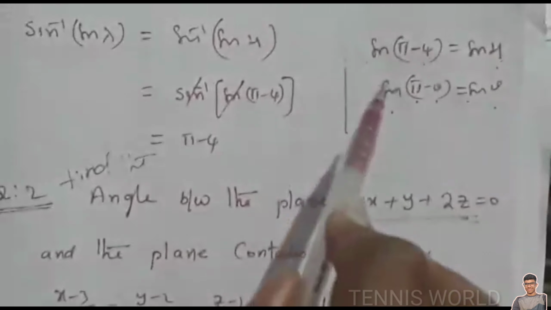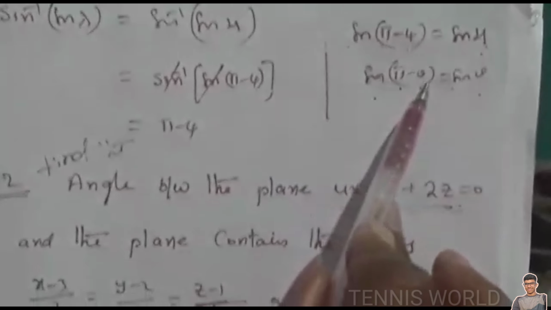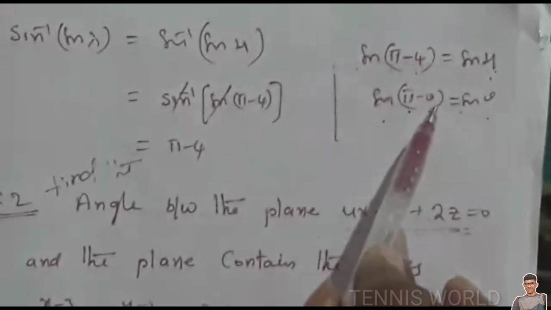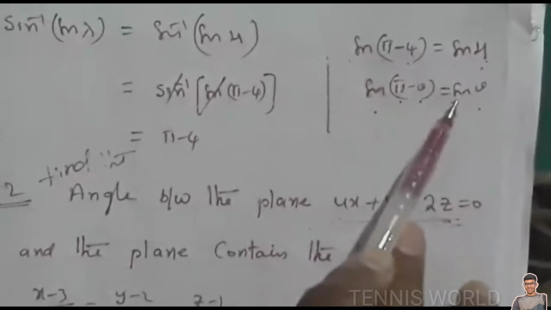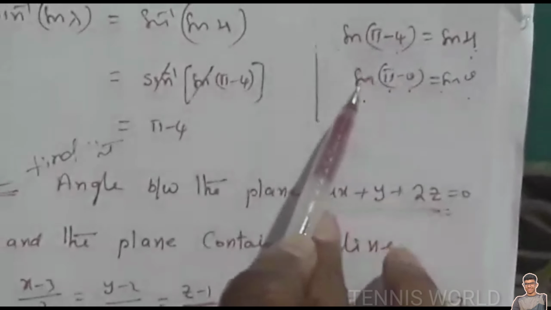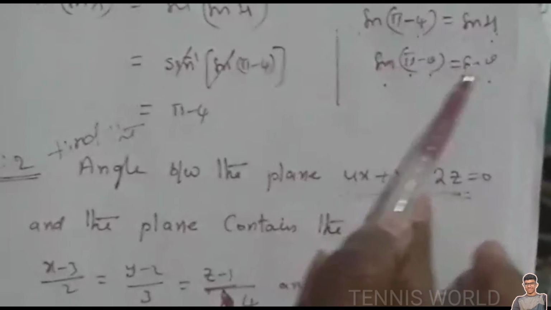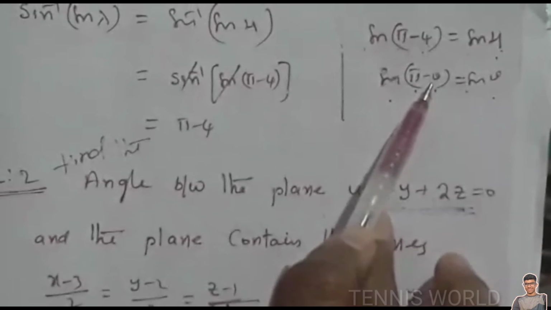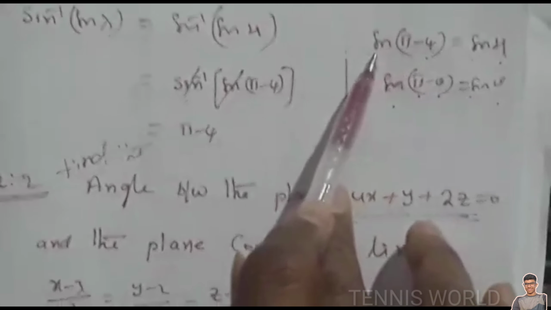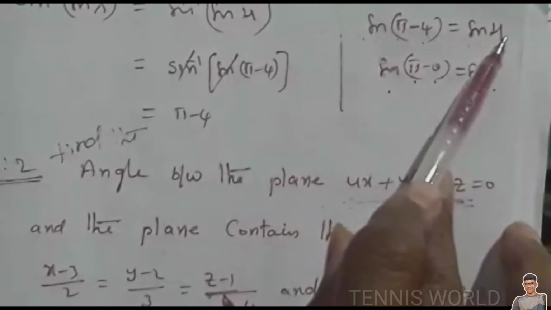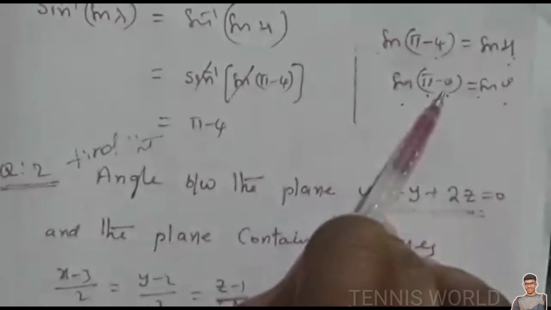Now see here, one formula is there. Sin of pi minus theta, 180 minus theta. Which quadrant? Second quadrant. In the second quadrant, sin is already positive. For 180, sin stays sin. So the formula is sin of pi minus theta equals sin theta. In the place of theta here, 4 is there. That's why sin of pi minus 4 is equal to sin 4.